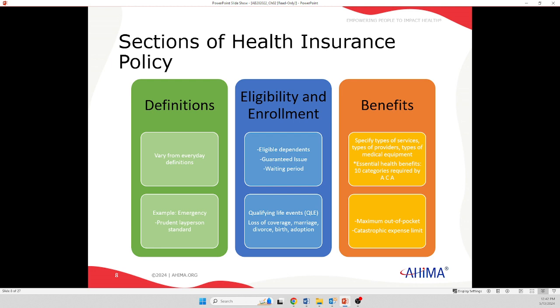The next section is your benefits. This specifies what's covered, what's reimbursed, specifies the services, types of providers, types of medical equipment. It's going to tell us our maximum out of pocket, that's the amount of money, and the time period for when items are going to be paid. It talks about our catastrophic expense limit, benefits at different levels.